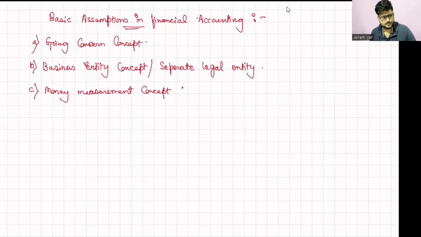So, basically, the money measurement concept tells that accounts are maintained in monetary terms, focusing on the monetary aspect. Correct. So the recording, because in the definition as well we read, events and transactions having monetary value. So anything which will not have any monetary impact is not recorded.